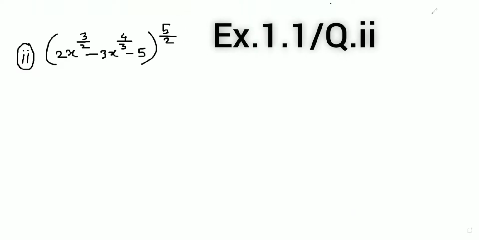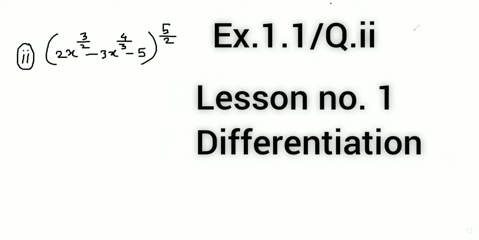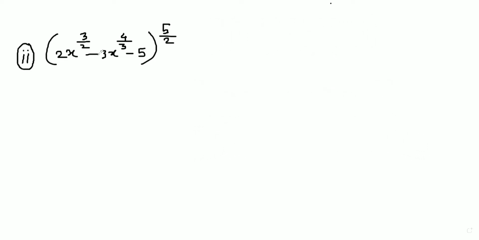In this video, we are going to learn the second question from exercise 1.1. It's a textbook exercise on pages 11, 12 and 13. The second function is given: 2x raised to 3 by 2 minus 3x raised to 4 upon 3 minus 5 raised to 5 upon 2. Now let's find its derivative with respect to x.